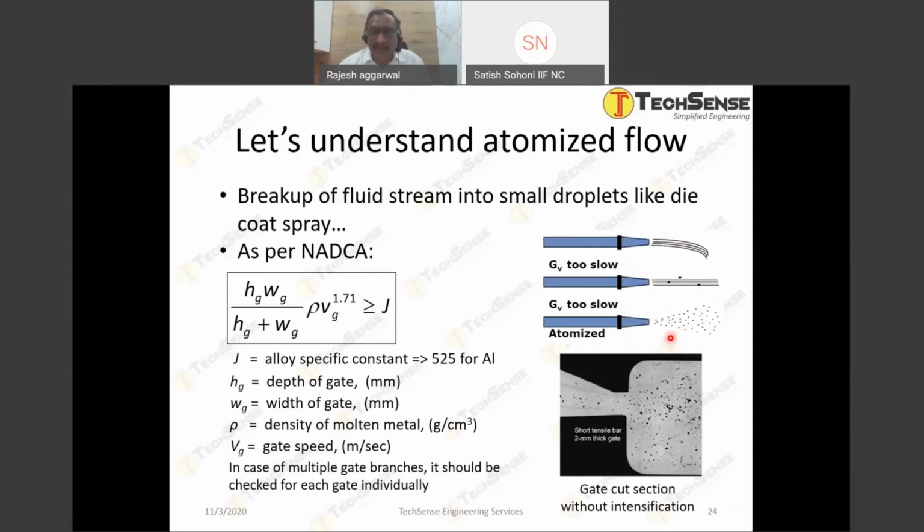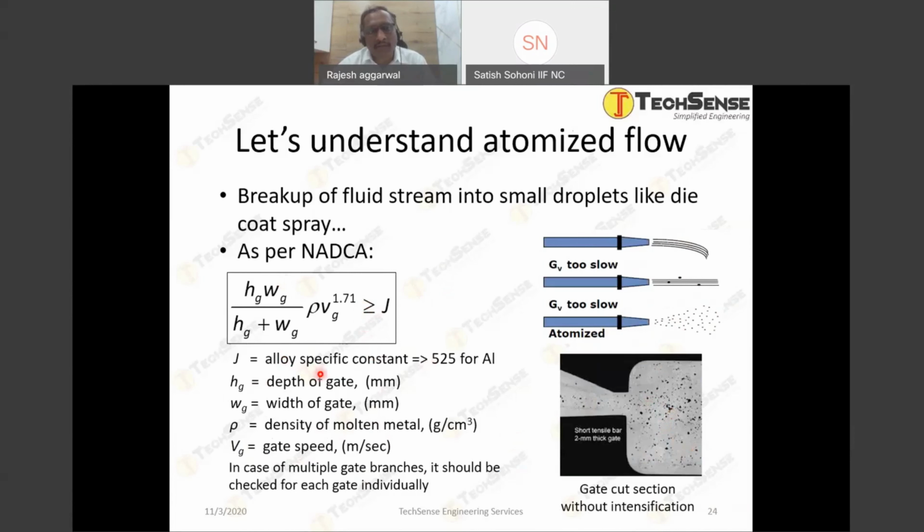It is like spraying. So if you see the cut section of a casting along with the gate without intensification, it looks exactly the same. It is like a porous material. Or another example you can take is the foam, like the foam of the chair or the bed. The foam is full of air inside, right? The structure of the foam looks like this, right? So this is the NADCA formula given to check for the atomization.